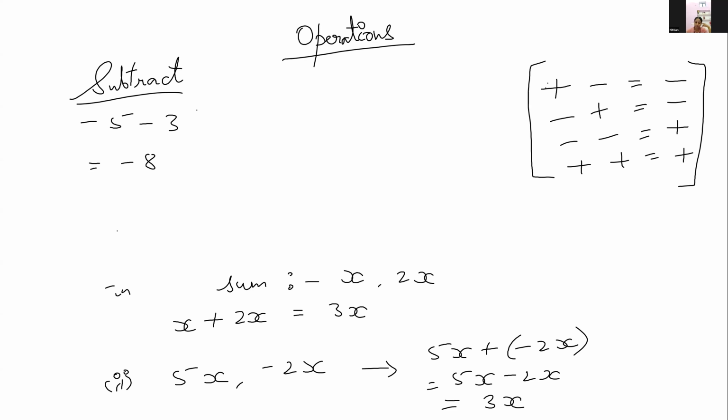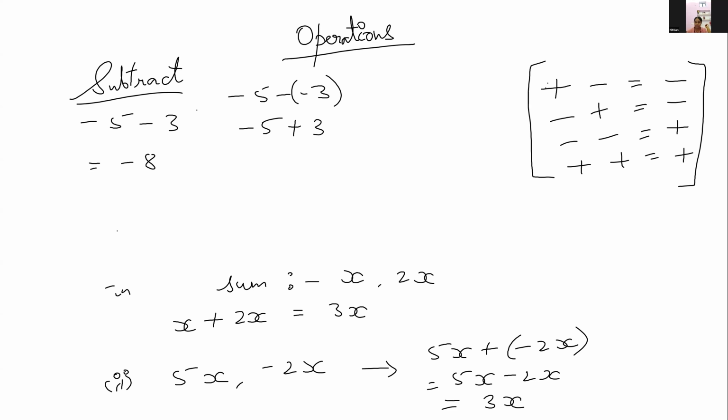Then, what if I have it like this? Minus 5 minus minus 3. Okay, so first we will change the sign in the middle. Minus minus becomes plus. So it becomes minus 5 minus minus is plus 3.